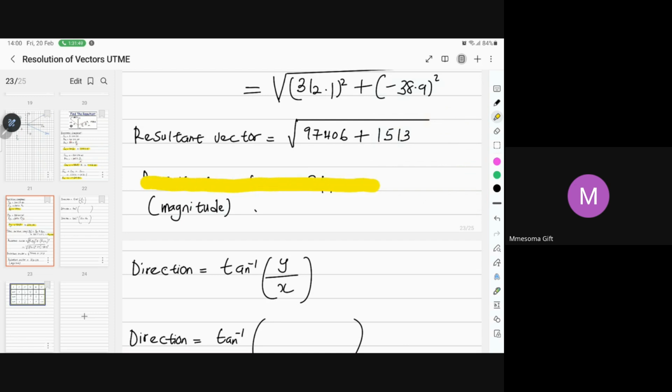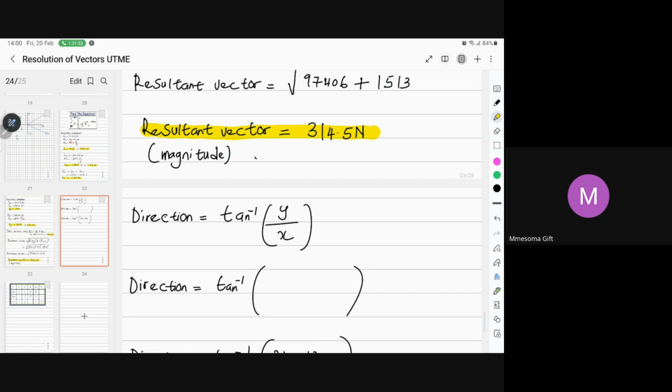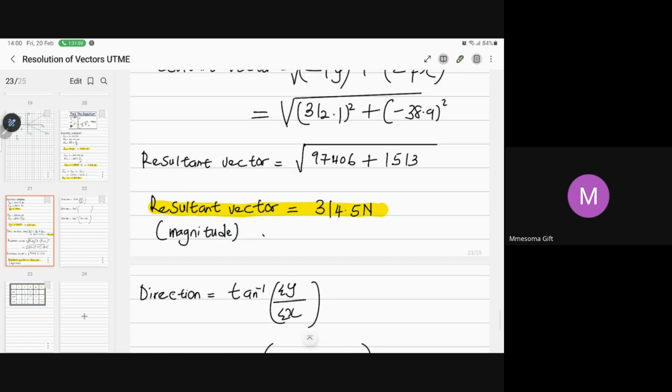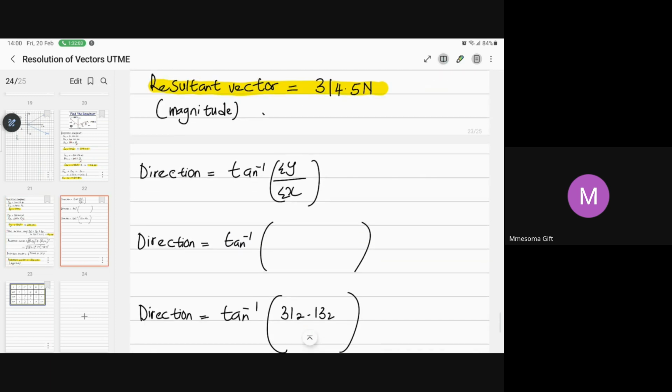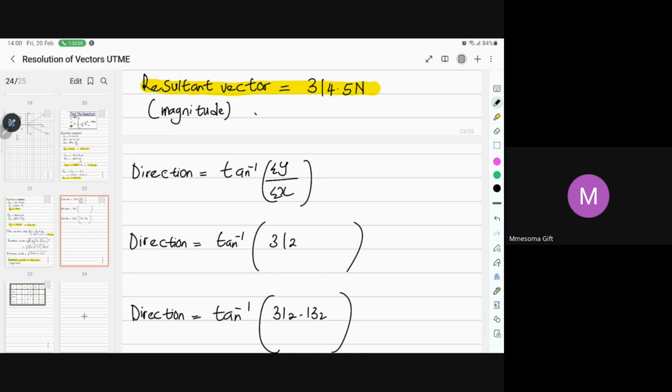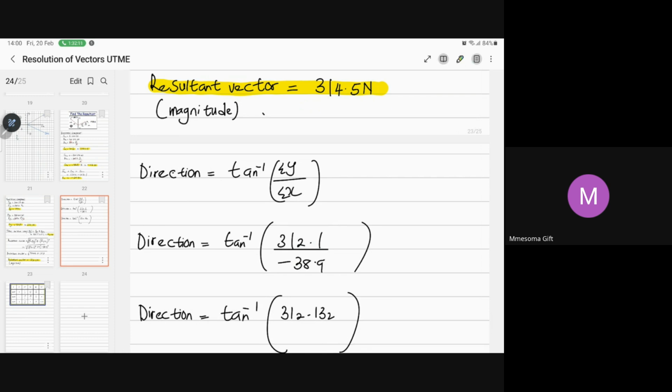That's the magnitude. So now let's get the direction. Direction is simply the summation of all the y values that you have, and the summation of x values. So the total summation of y that we have is what? Y is 312.1. So 312.1 divided by the x value, which was minus 38.9. So you do the tan inverse of that and give us the value.